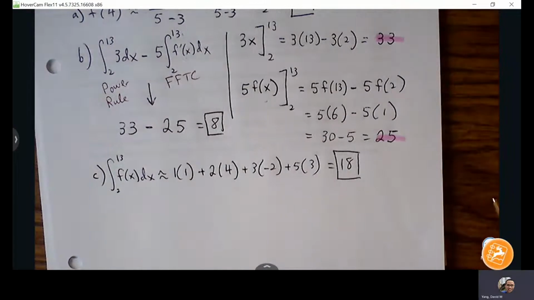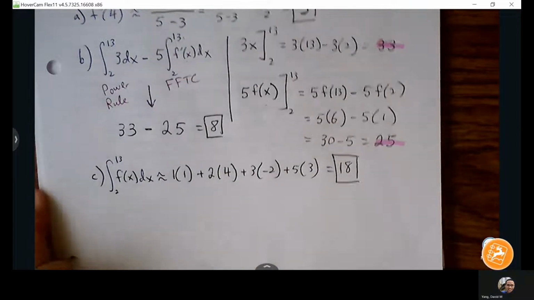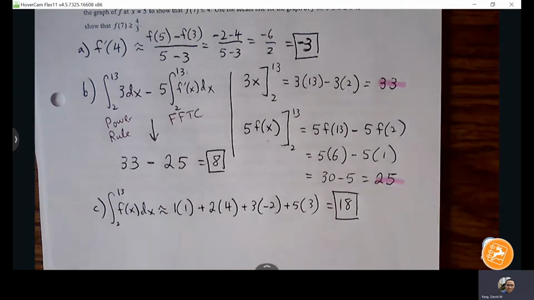Okay, any questions there? Okay, part D requires a bit more space. I'm going to put this on a separate sheet here. Everybody good? A through C?